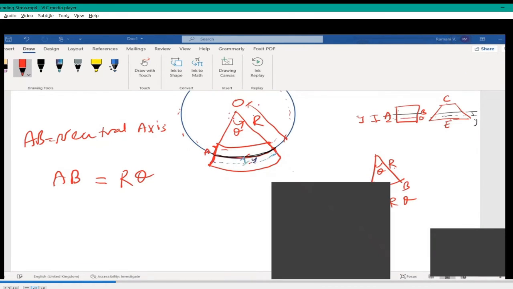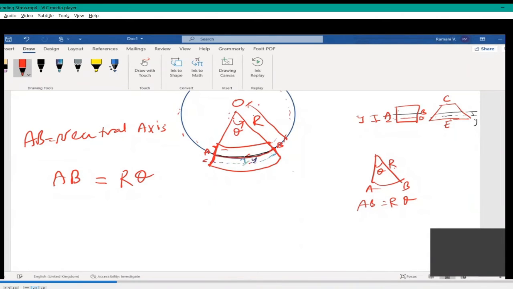This is exactly the neutral axis, given as AB, and the layer I have chosen as CD. Can you give me CD? Similarly, can you give me CD? Arc length is given by CD. Arc length is given by the radius, the radial distance, times the included angle. I use the same included angle because it also has an included angle of theta.